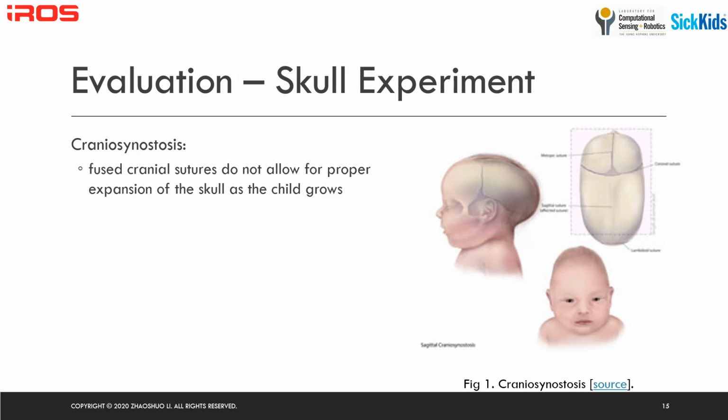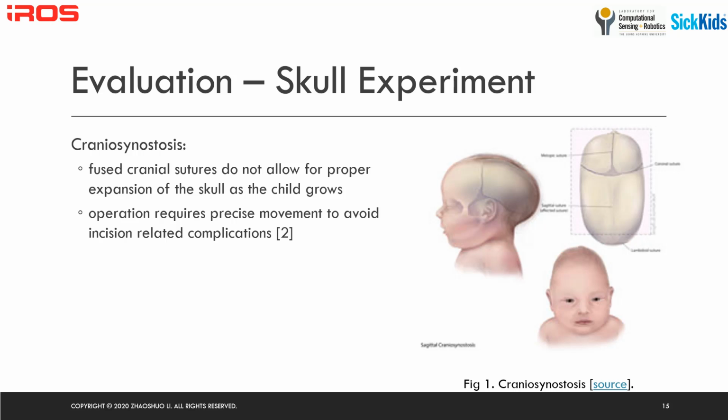We conduct a real experiment applied to craniosynostosis. It occurs when one or more cranial structures prematurely fuse. The fused cranial structures do not allow for proper expansion of the skull as the child grows, and these cranial structures must be reopened by surgical intervention.